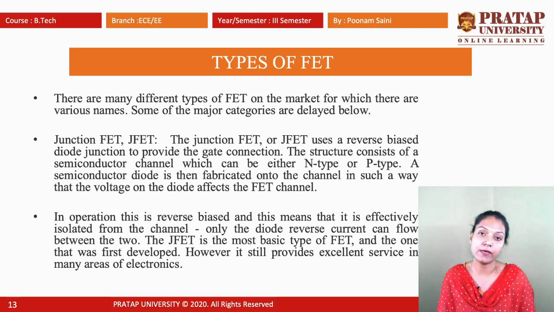Or we can say that this is reverse biased, and this means that it is effectively isolated from the channel. Only the diode reverse current can flow. So because of that reverse bias, only the diode reverse current can flow between the two junctions. The JFET is the most basic type of FET, and when it was developed, it still provides excellent service in many areas of electronics. JFET basically works on the process of reverse biasing, and in this operation only the diode reverse current can flow between the two junctions. It was used earlier, and it provides very excellent service in many areas of electronics.